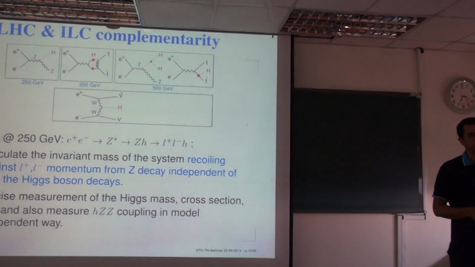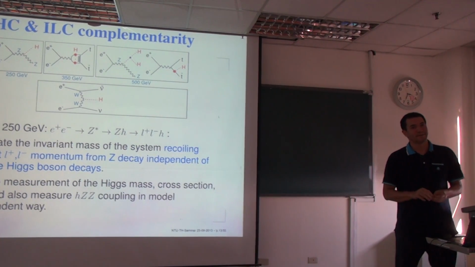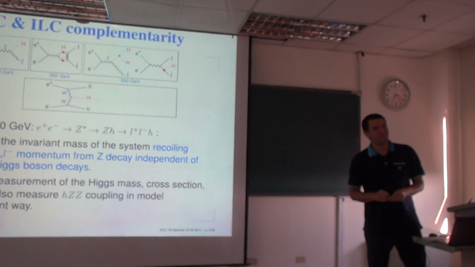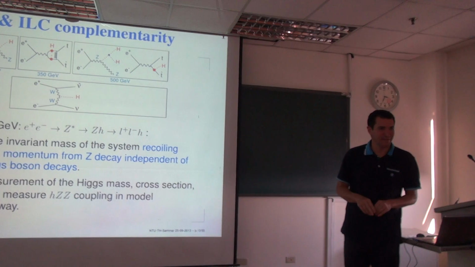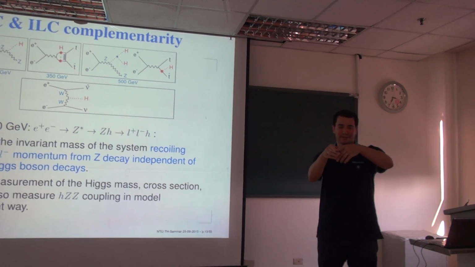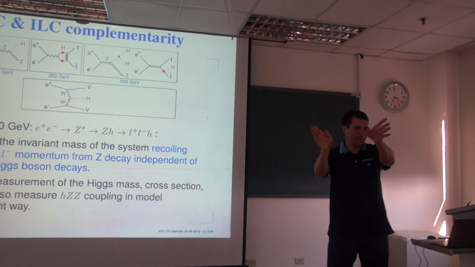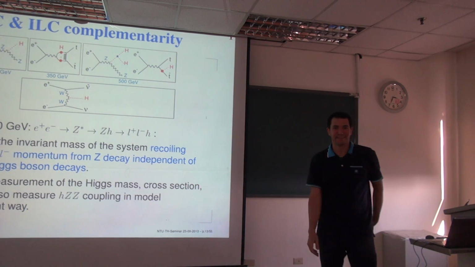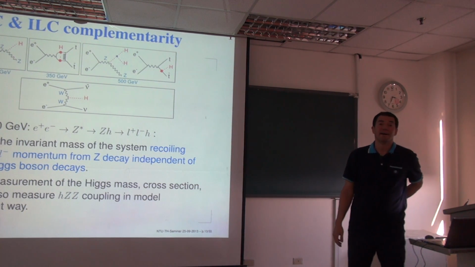But if we can have a linear muon collider, then it's very easy. At a muon collider you get the Higgs as a resonance, and then it splits, so you can measure everything.